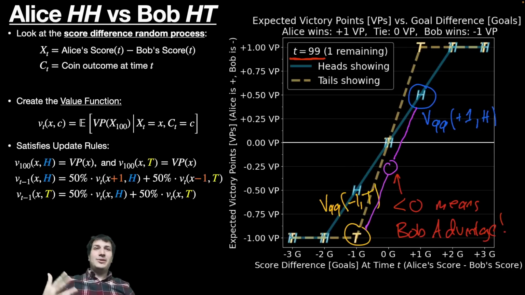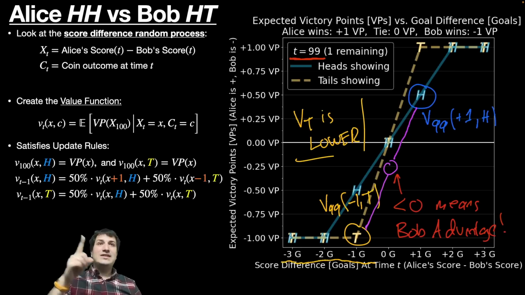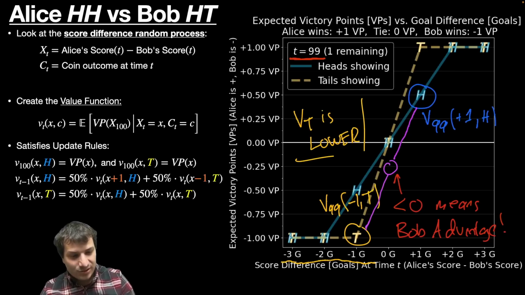Why is it slightly below 0? Well, the reason it's slightly below 0 is because on this side over here, where Bob has the advantage, v tails is lower, right? So every time Bob has the advantage, when the goal difference is negative, then v tails is lower. And every time over here, where Alice has the advantage, v heads is lower.